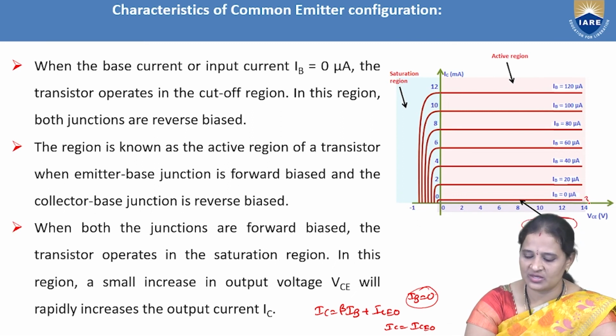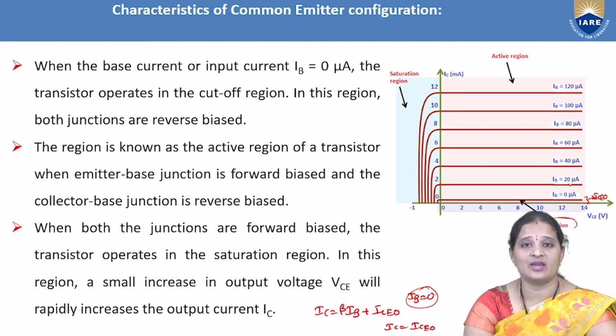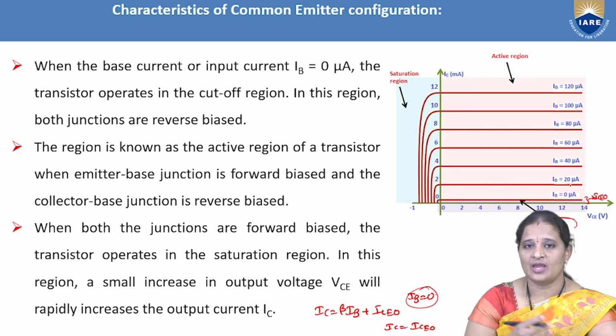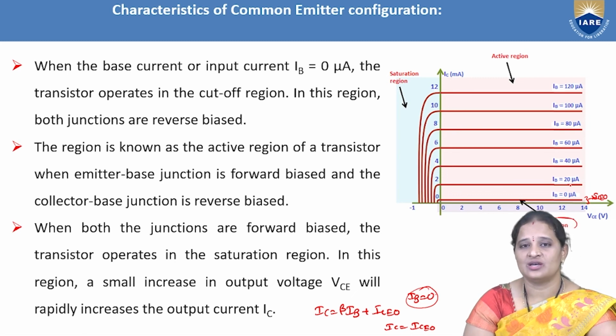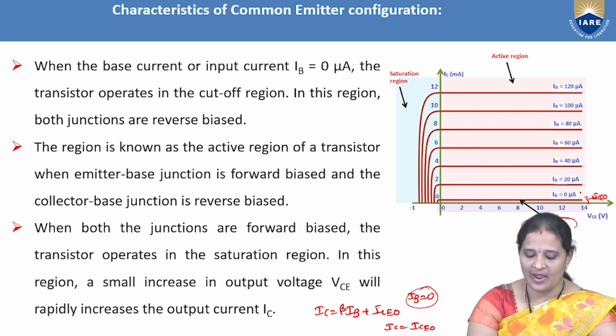So even there is a reverse saturation current ICE0, but it is greater than ICB0 in common base configuration. And now, here if I increase IB, so then what happens? We are applying some forward voltage to the emitter junction. So as it is forward biased, it operates in the active region. So here, this is the active region of operation.